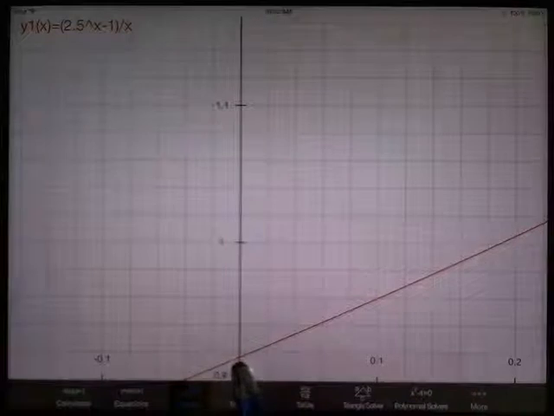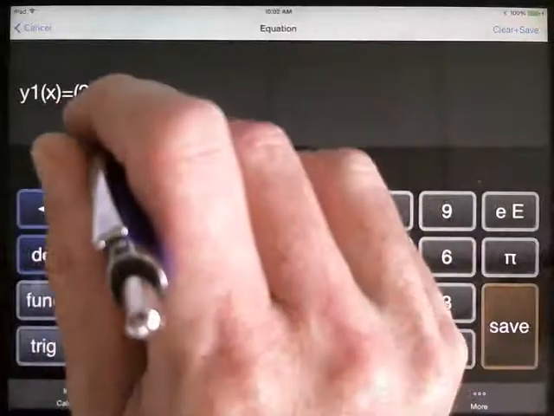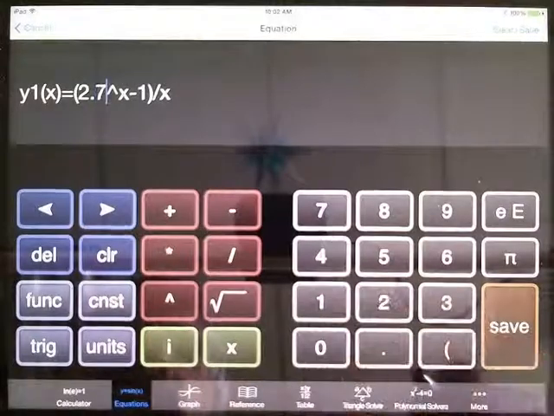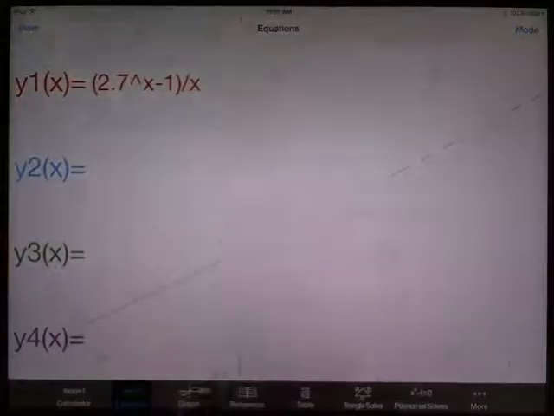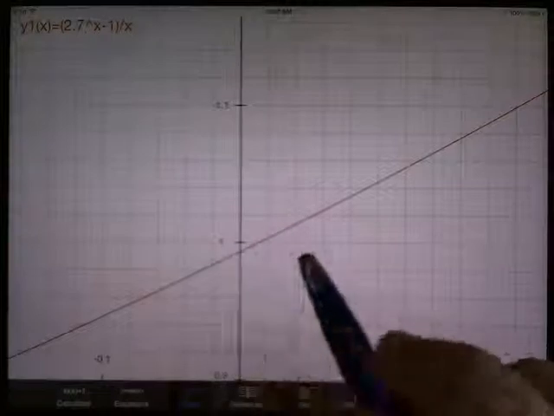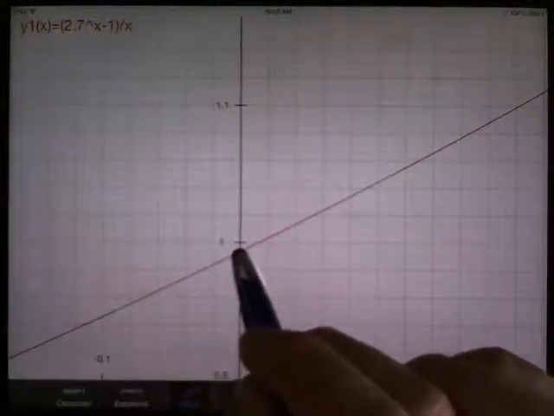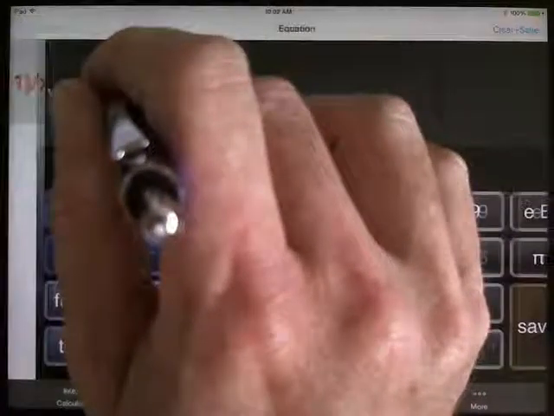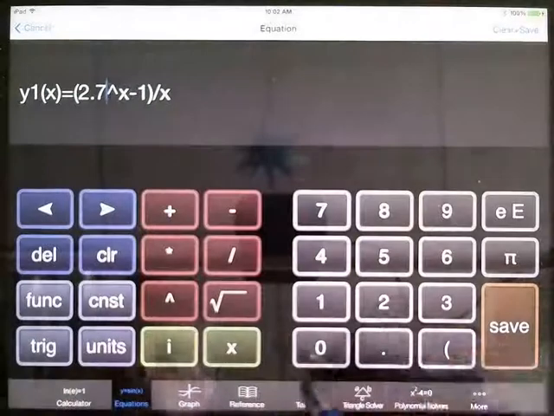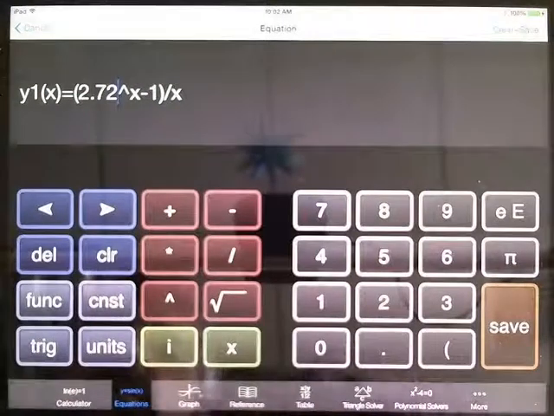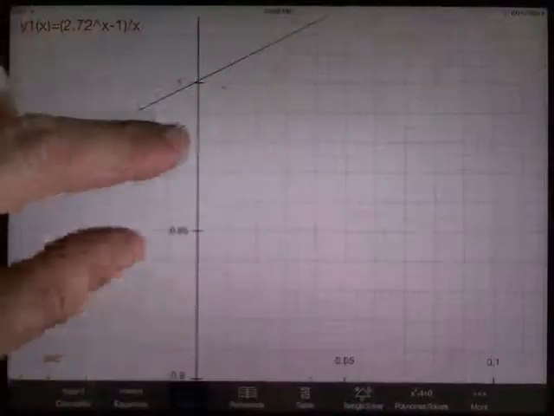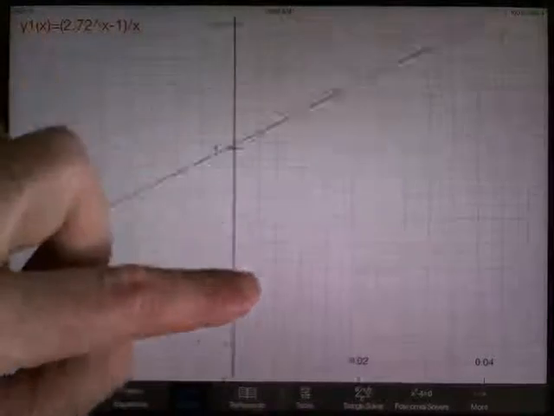Okay, now my limit is less than 1. So let me go back in here and say, no, not 2.5. How about 2.7 maybe? And then I say save, draw the graph. All right, now, yeah, the limit as h goes to 0. Now it's getting closer to 1. 2.7, I got to go a little bigger than 2.7, so maybe 2.72. Save it. Give me the graph. Ooh, that was better. 2.72. Nope, that's a little bit too big.